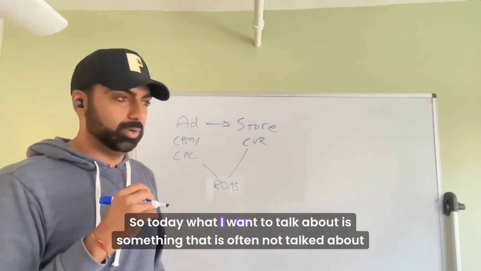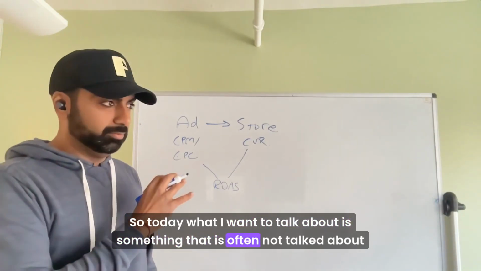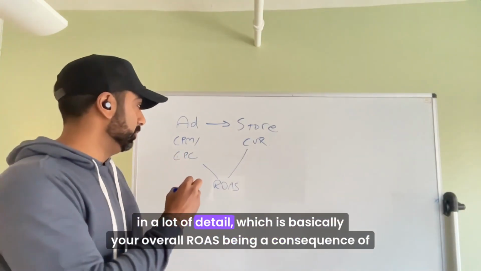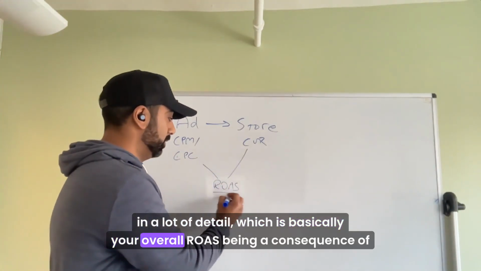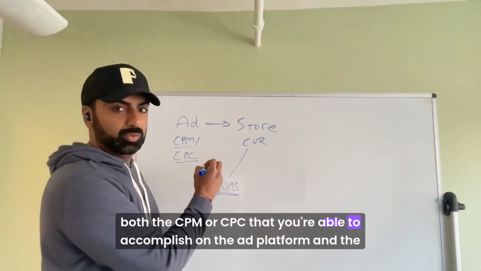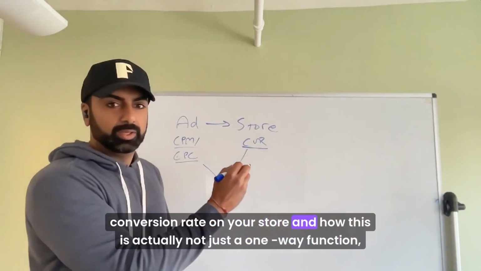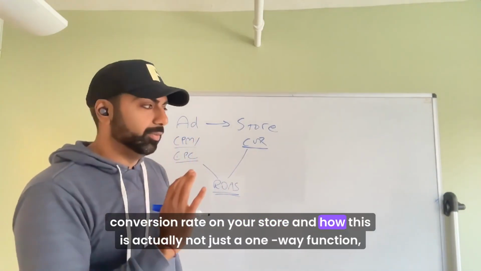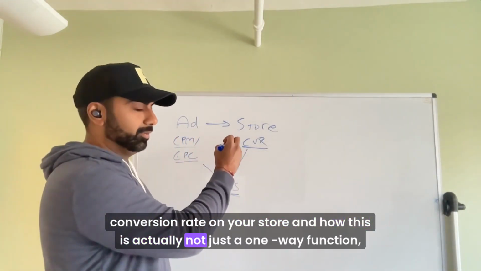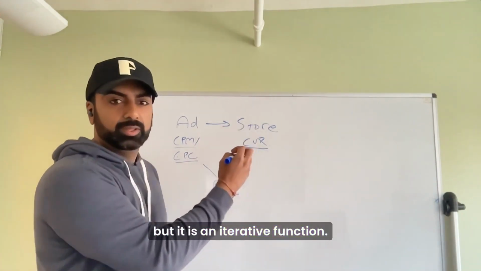So today, what I want to talk about is something that is often not talked about in a lot of detail, which is basically your overall ROAS being a consequence of both the CPM or CPC that you're able to accomplish on the ad platform and the conversion rate on your store, and how this is actually not just a one-way function, but is an iterative function.